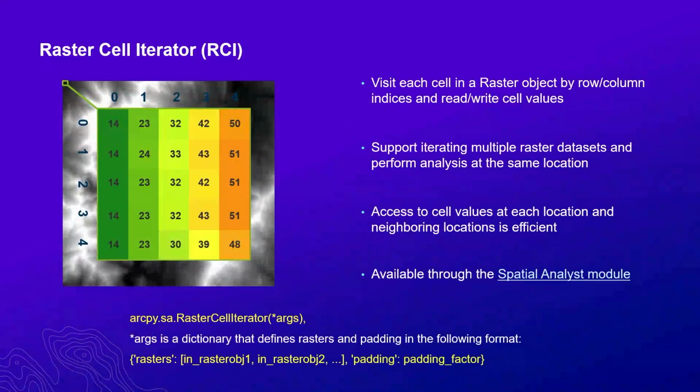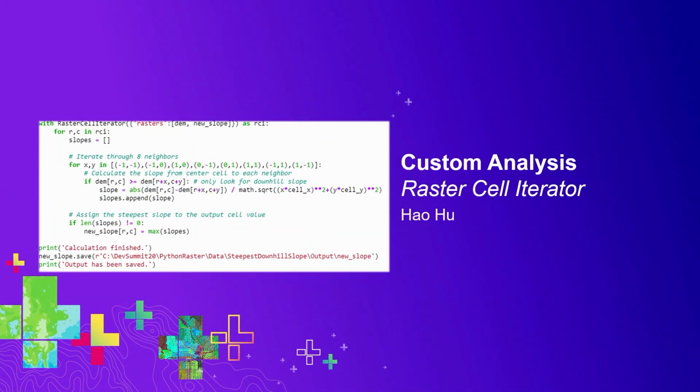But if you don't want to deal with any of this NumPy array and want to visit all your raster cells one by one and do operations, you can use the new thing called the raster cell iterator, which visits each cell in a Raster object using the row and column indices, and you can read and write cell values. It can iterate over multiple raster datasets and perform operations on the same location. You can also just get the value directly from it. If you look at the syntax, it's pretty simple, and you have the arguments where you can specify multiple rasters and also the padding, which we'll explain in the next demo.